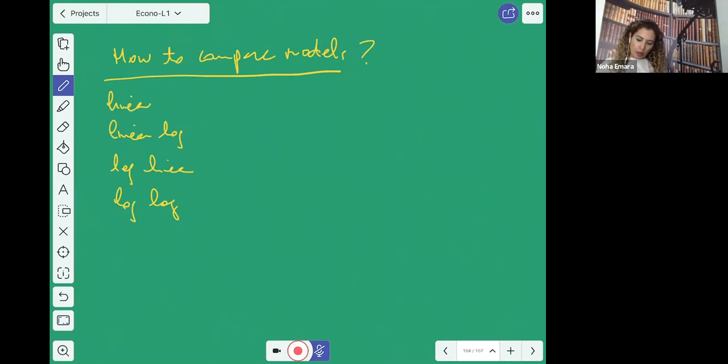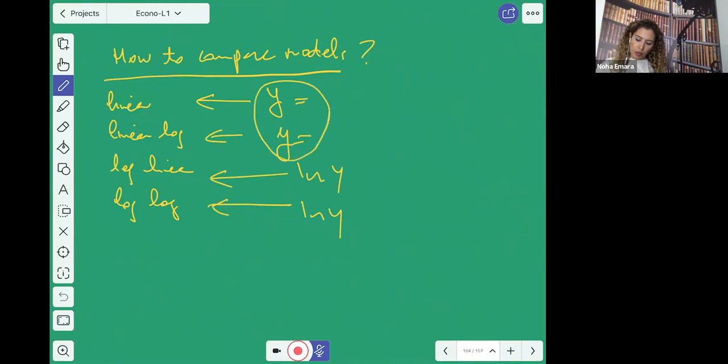So the best answer would be: you can only compare models when the dependent variable, which is y, has the same unit of measurement. This one, y is linear, right? This one, y is linear, right? This one, y is in log. This one, y is in log. So I can only compare models when the y has the same unit of measurement. So I can only compare the linear with the linear log. I can only compare the log linear with the log log because they do have the same unit of measurement.